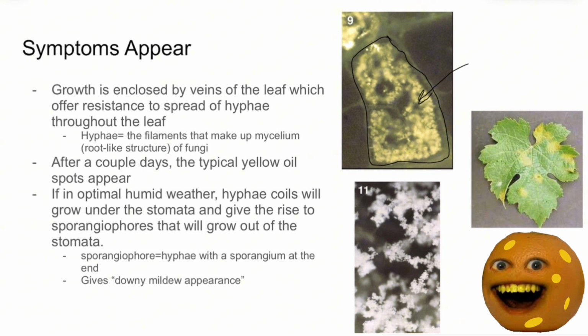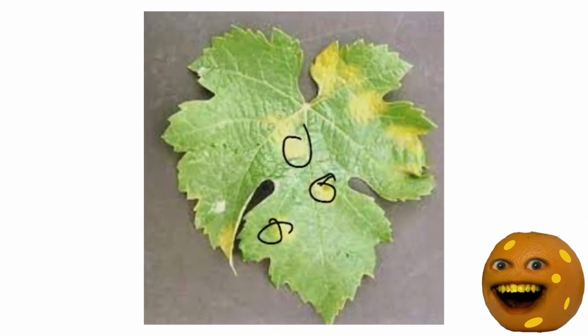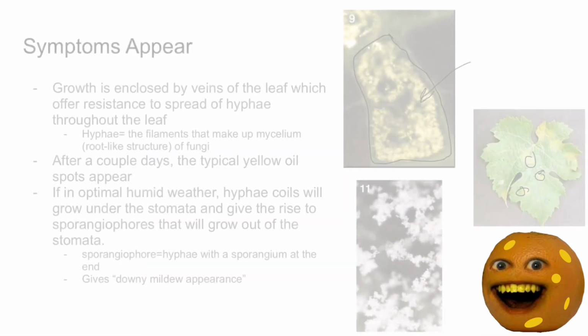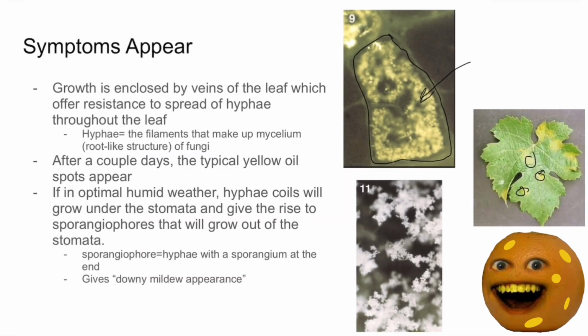And after a couple of days, since they're trapped in specific spots because of the veins of the leaf, you'll get these typical yellow spots on the leaf, as you can see there. And there's also another symptom of downy mildew, which is common, that you'll see right here. That happens when it's very humid, and the hyphae will coil under the stomata and give rise to sporangiophores, which will grow out of the stomata.